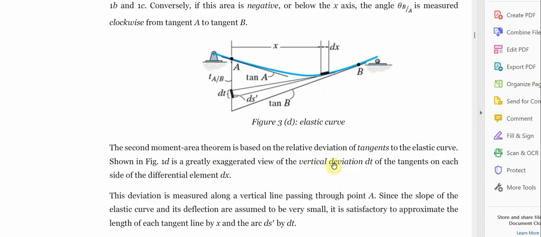It's an exaggeration of the vertical deviation dt of the tangent on each side of the differential element. So it's the different tangents, measured in line with this one. You can see this displacement. This tangent is measured, and this is B. We can draw the different tangent like this. So the difference of this is what I'm talking about.